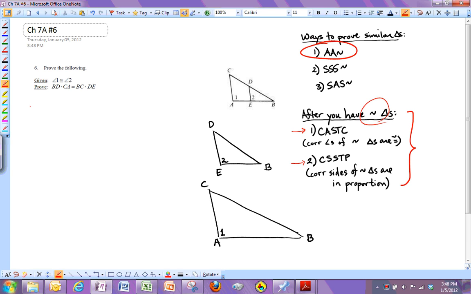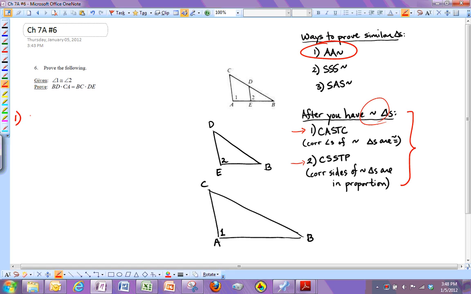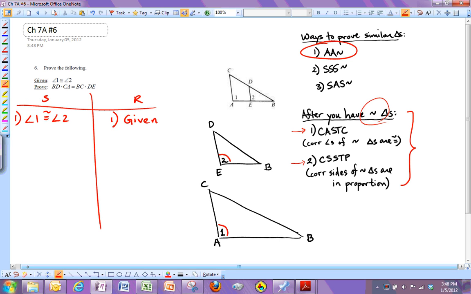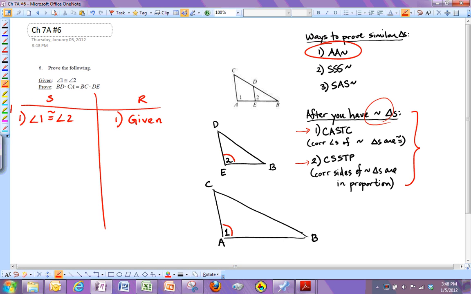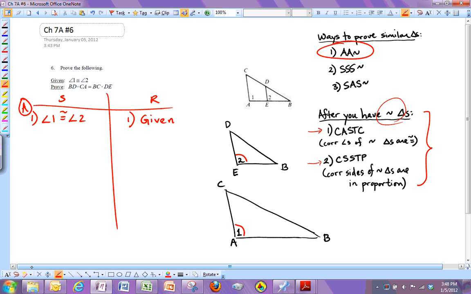So the first thing that we can do is angle 1 is congruent to angle 2, and that's given. So statements, reasons. So 1 and 2 are congruent there. And so right away, this actually gives us a pair of angles. Right? I already have one pair of angles matched up. So all I need now is a second pair of angles, and I have angle-angle.